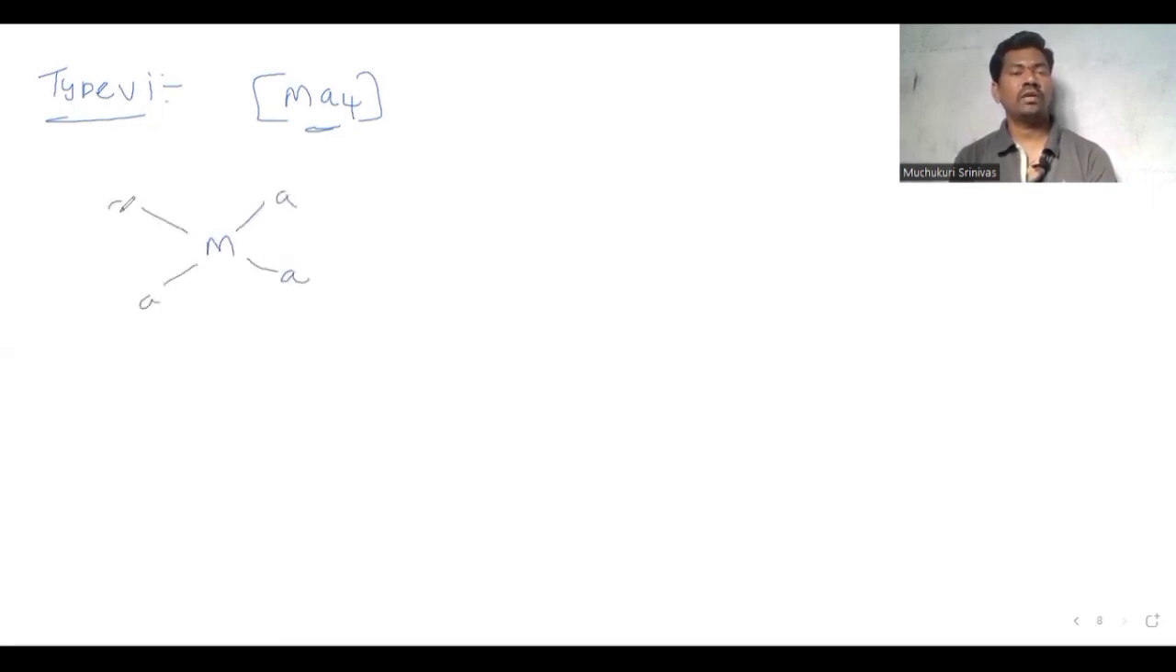Next, another type, type 6. MA4 type. So how do you write MA4 in this case? Suppose the central metal atom, all are the same ligands only. If you flip these two ligands or rotate these two ligands around the central metal atom, you will get the same geometrical arrangement only. So in this case, geometrical isomerism is not possible. So 0 for this case.